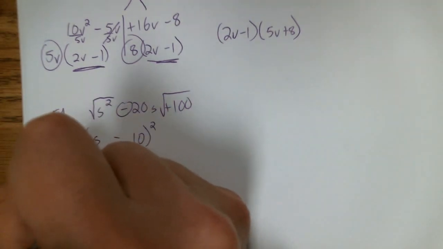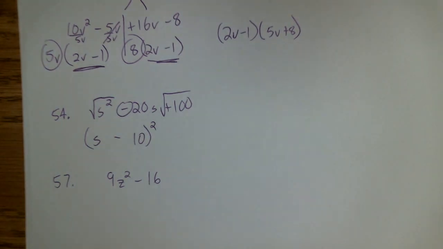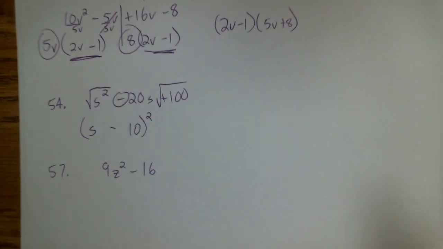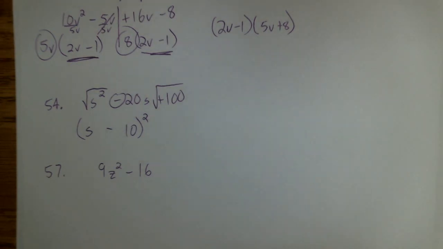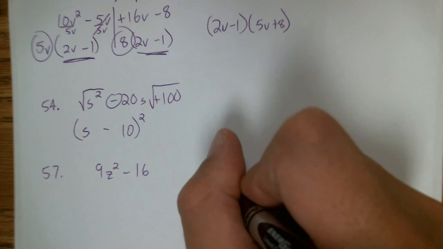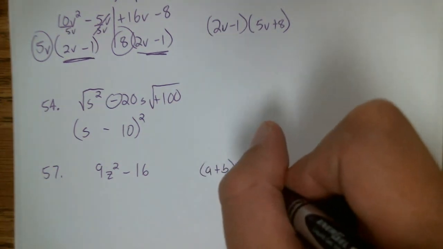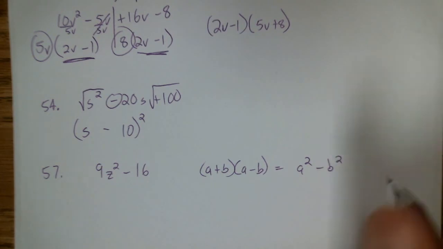57, I have 9z squared minus 16. Okay, now I only see two terms. The only thing that we've looked at factoring with two terms in the back half of chapter 11 was a difference of squares. A difference of squares is where I have a plus b times a minus b, and that just comes out to be a squared minus b squared.